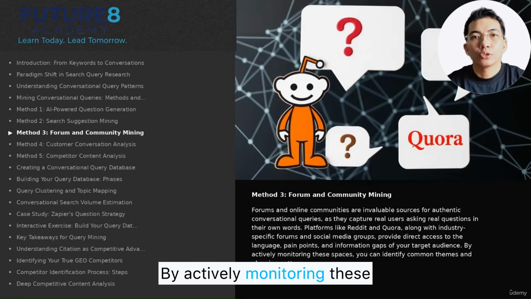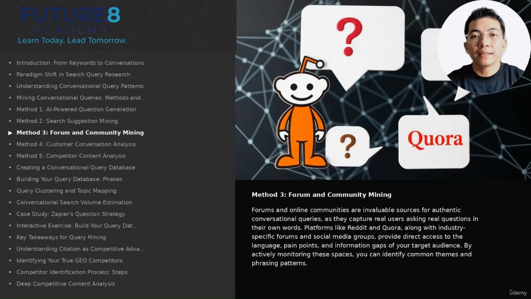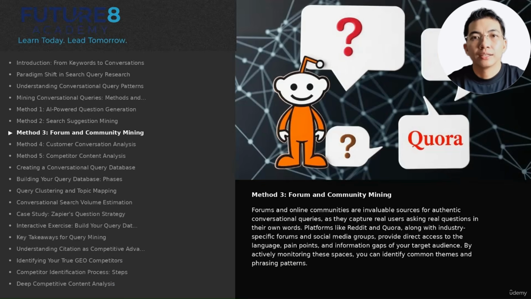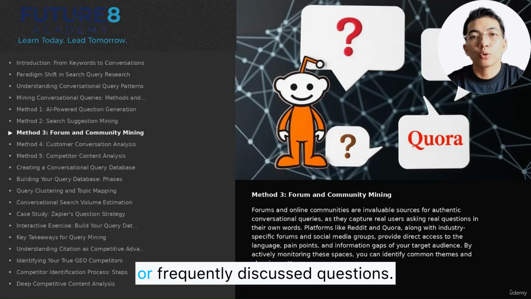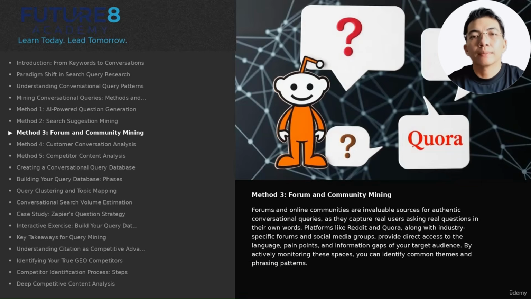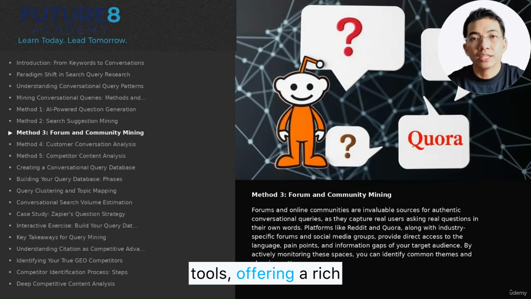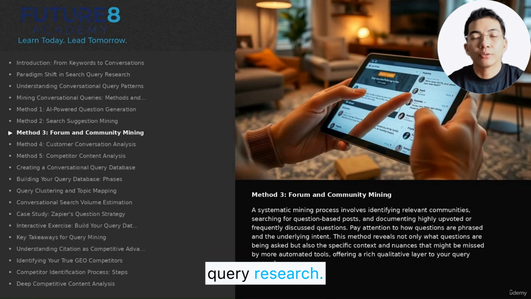By actively monitoring these spaces, you can identify common themes and phrasing patterns. A systematic mining process involves identifying relevant communities, searching for question-based posts, and documenting highly upvoted or frequently discussed questions. Pay attention to how questions are phrased and the underlying intent. This method reveals not only what questions are being asked but also the specific context and nuances that might be missed by more automated tools, offering a rich qualitative layer to your query research.